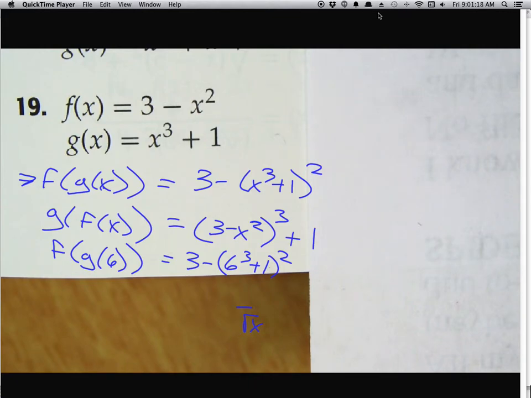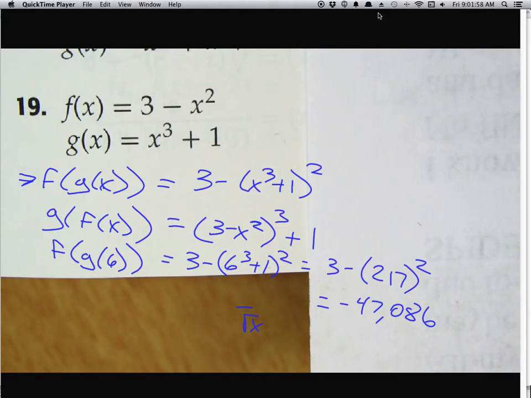So I have 3 minus 6 cubed plus 1 squared. Yeah. We do want to solve that if you're dealing with a number. If you're dealing with a number, go ahead and work it out. So does anybody know what 6 cubed is? 216. 216, and 216 plus 1 gives me 217. And we worked this out last hour. So this gives me negative 47,086 is what we end up with if you square that and put it with the 3.